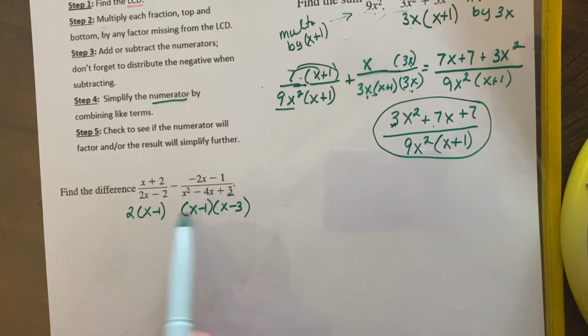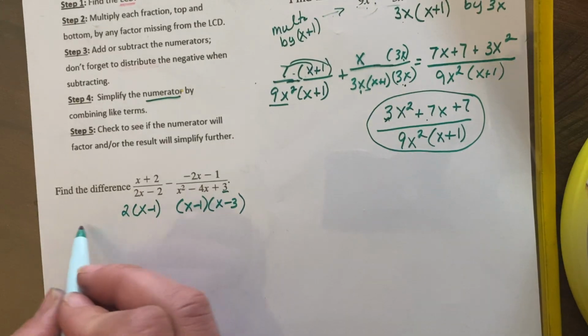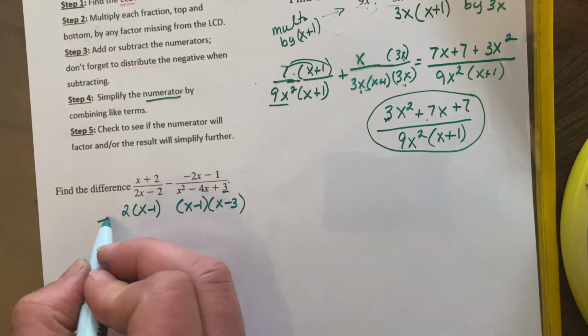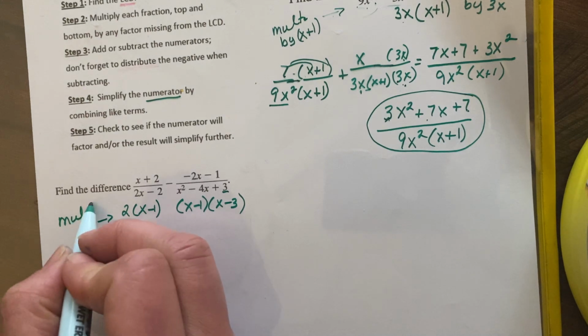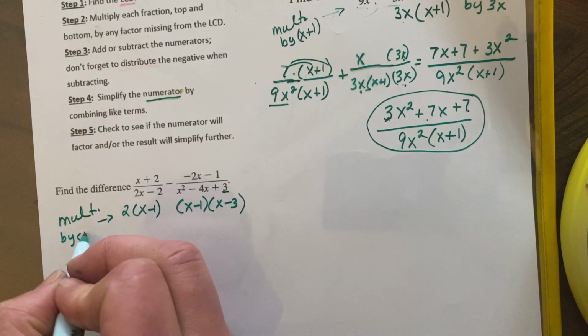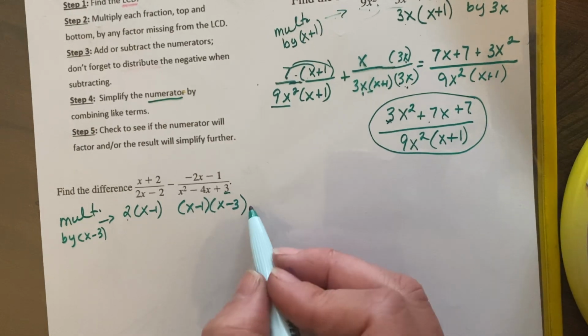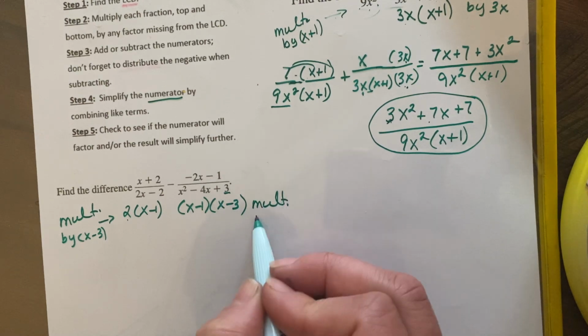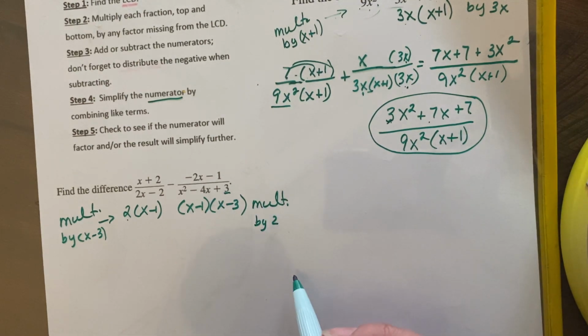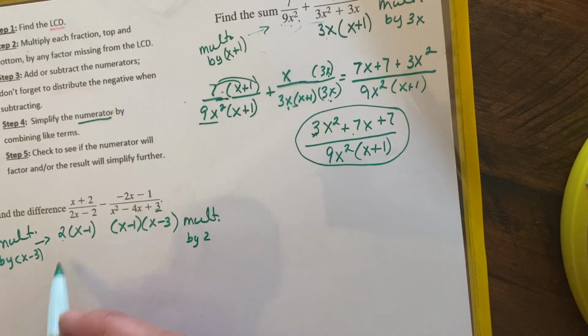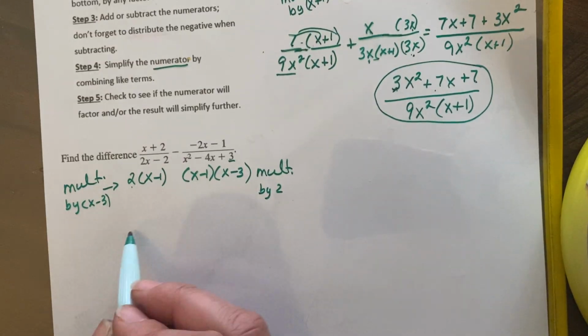So this allows you to see what's missing in each one. Remember, you have to make a match. So when I look at my first set, this has an x minus 3, this does not. So I need to multiply by x minus 3. And then this one, I have the -1, I have the -3, I don't have the 2. So we have to multiply by 2, okay? So I'm going to write those underneath here so we have space, then I'll go over there.